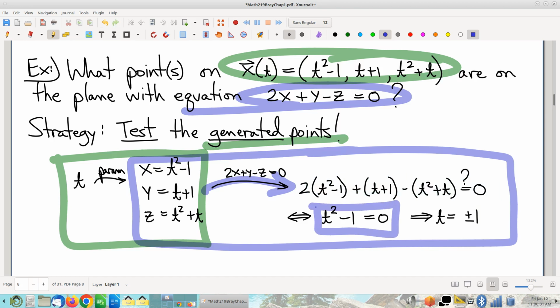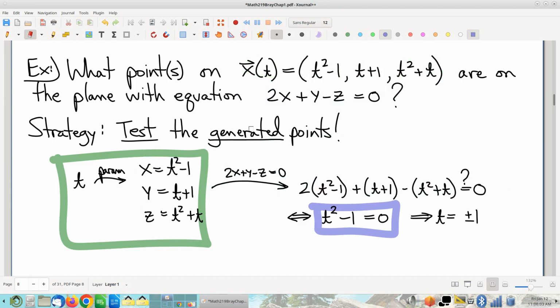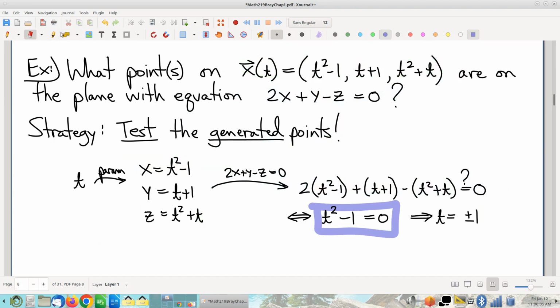Now let's think about what we've produced. What does this all mean? Erase this. What does it mean to look at this equation, t squared minus 1 equals 0?